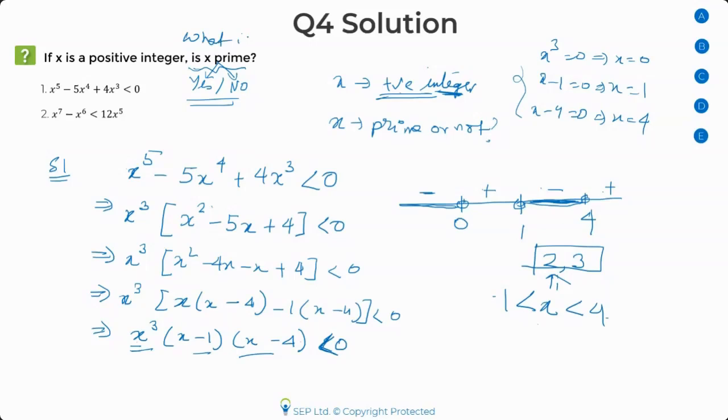So if the question had been, what is the value of X? You could have discarded this statement saying, hey, there are two values, not sufficient. But the question is simply asking you, is X prime or not? Yes or no? Now, I don't care what the value of X is, either 2 or 3. But I know whatever it is, it is going to be prime only. Both of them are prime. So my answer to this question using statement 1 would be, yes, X is prime.